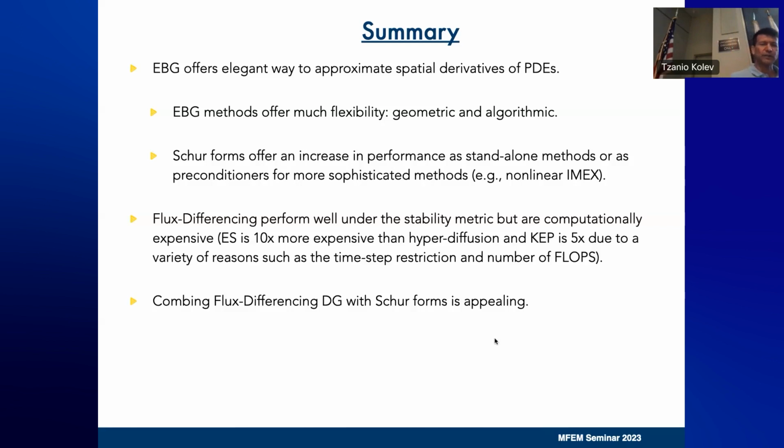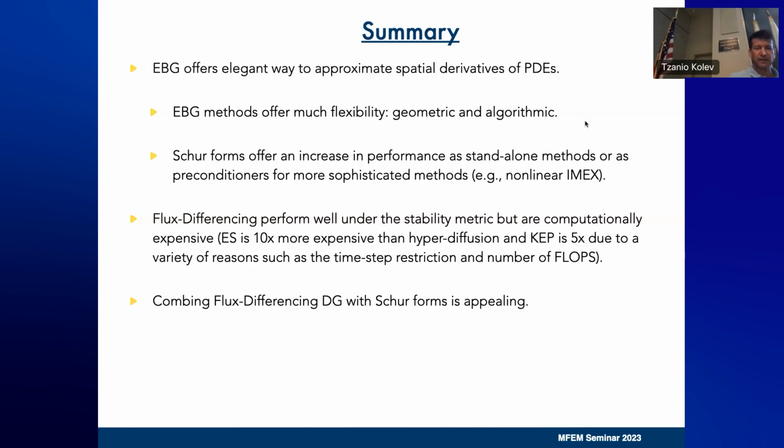I didn't show you too much about these Schur forms, but they offer increase in performance as standalone methods. But I also see them more as preconditioners, right? Because they are a form of preconditioning, and it's something that we can use to precondition more sophisticated methods, like, for example, these nonlinear IMEX methods that I talked about. Fully implicit methods, I love them. I just can't get them to perform to the same level of performance as, say, my other methods, right? And it has to do with preconditioning. If you don't precondition things, there's not a whole lot you can do. So I think that there's a lot of value in these methods as preconditioners.